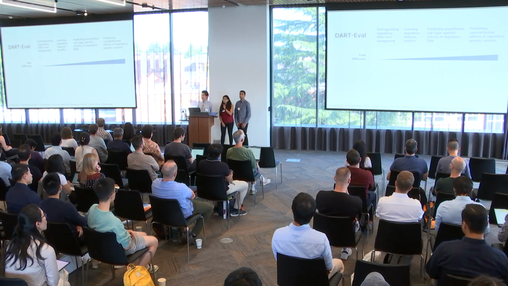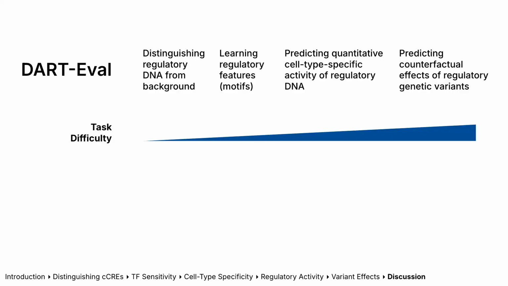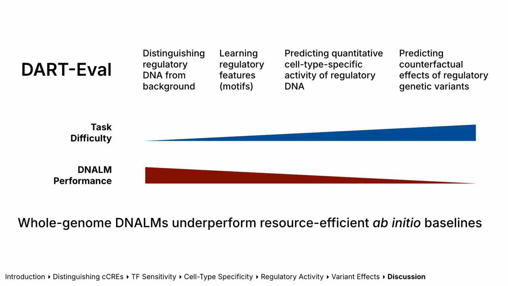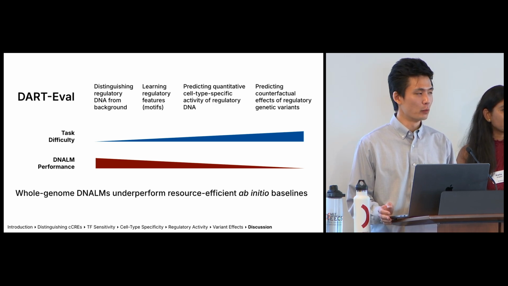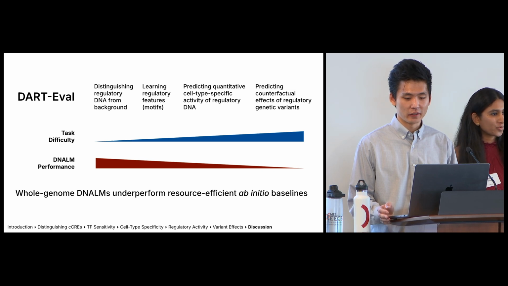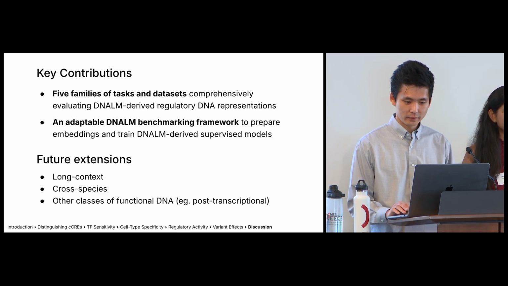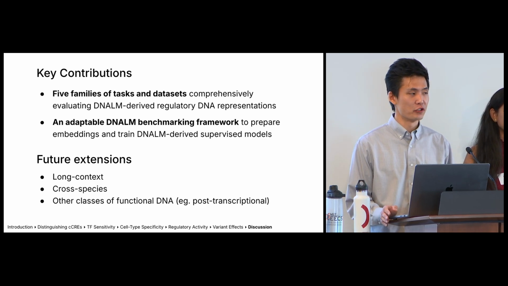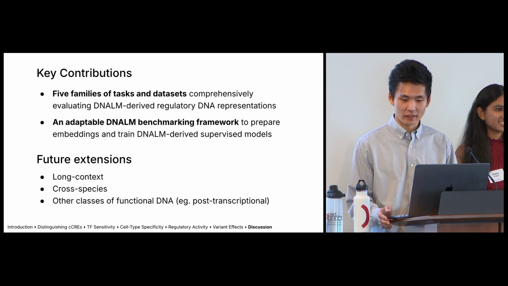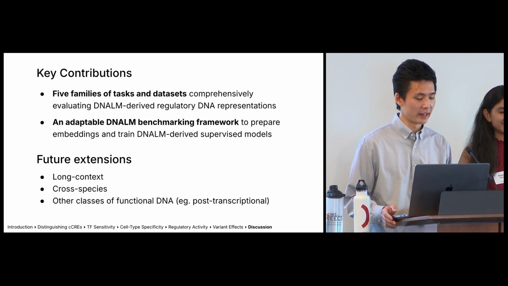So to recap, we evaluate state-of-the-art DNA language models in zero-shot, probed, and fine-tuned settings across increasingly difficult regulatory DNA evaluations. And we find that although DNA LMs excel at simpler tasks, their performance degrades with increasing complexity relative to more resource-efficient ab initio baseline models of regulatory DNA. And all of these analyses we package into our adaptable DNA-LM benchmarking framework, which provides 5 families of biologically motivated tasks and datasets that evaluate diverse aspects of regulatory DNA.